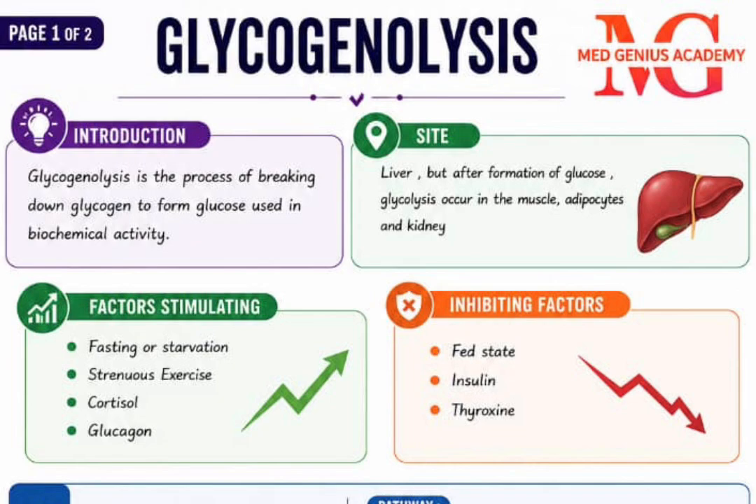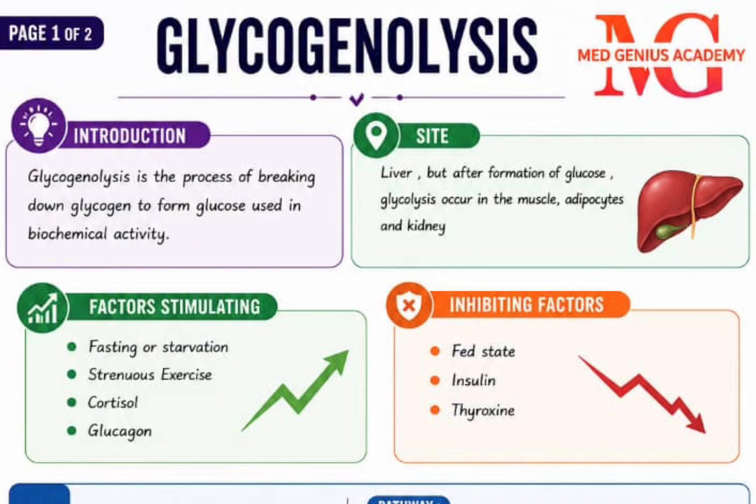When you break it down to glucose, it now undergoes what we call glycolysis. So first of all, you have to break it down in the liver. When you break it down in the liver, the glucose is transported to the muscles and the adipocytes, where it undergoes glycolysis, through GLUT4. Every organ has its own glucose transporters, but since we are focusing on the muscle, we are using GLUT4. Now, what are the stimulating and inhibiting factors?